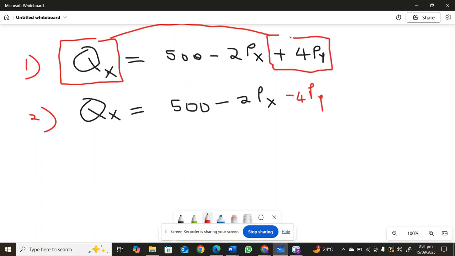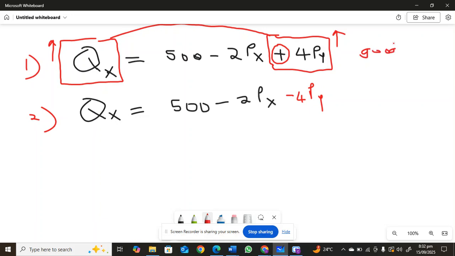Now we've got a plus sign here, meaning if the price of good Y increases, it means quantity demanded of good X is also going to increase, holding other factors constant, or ceteris paribus, right? If the price of good Y increases, quantity demanded of good X is also going to increase because of this plus sign. So from this plus sign, we can tell that good Y is a substitute good.